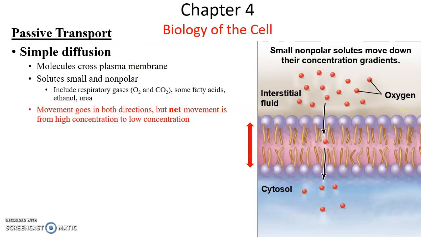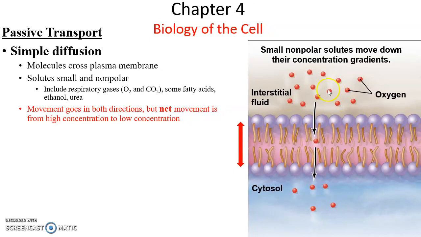For cells, we have simple diffusion. Simple diffusion is anything that can move across the membrane on its own. So this would be small things, nonpolar things, so oxygen, carbon dioxide, some fatty acids, some hormones, urea. They're small enough, they're nonpolar enough to slide through the plasma membrane. And the movement can go in either direction. They can move into or out of the cell.